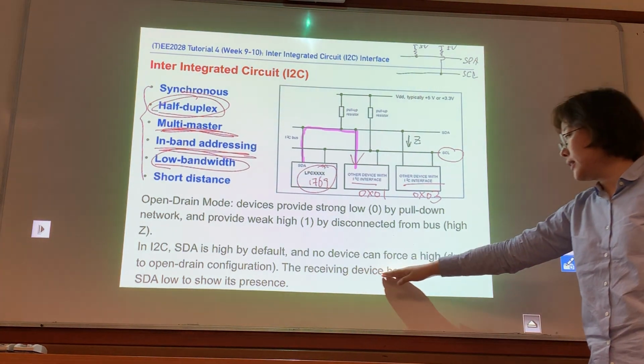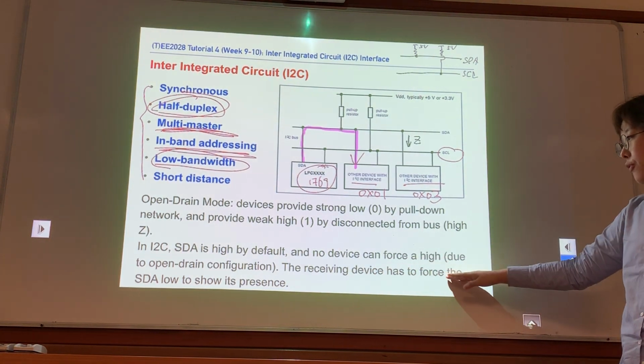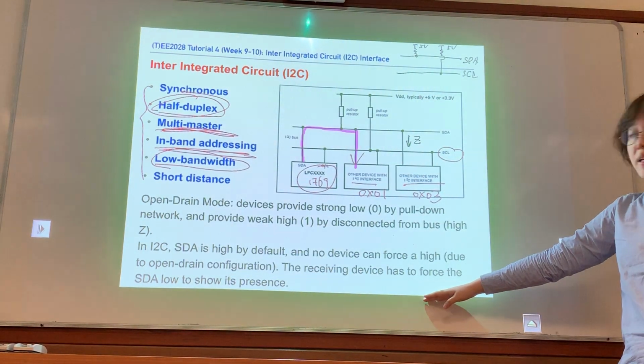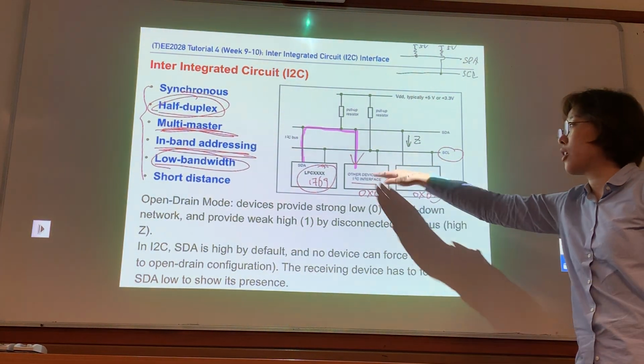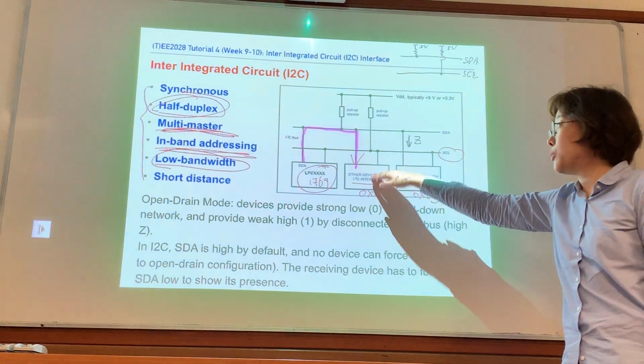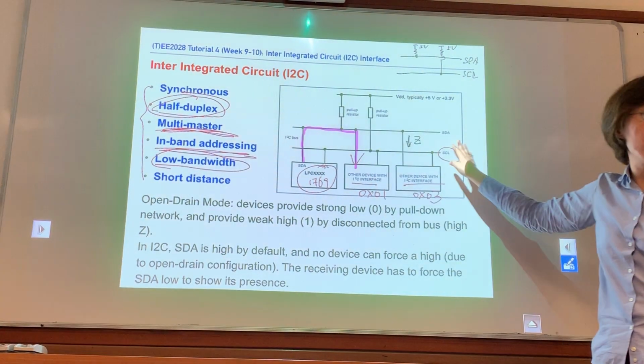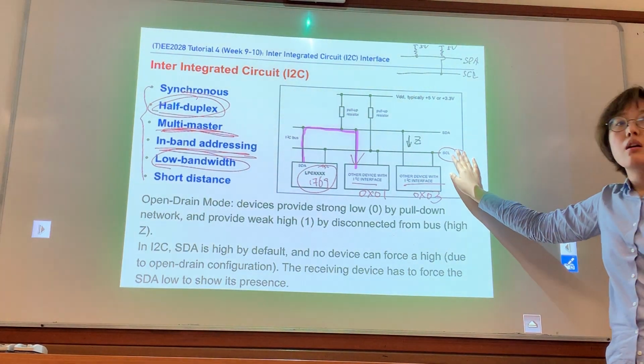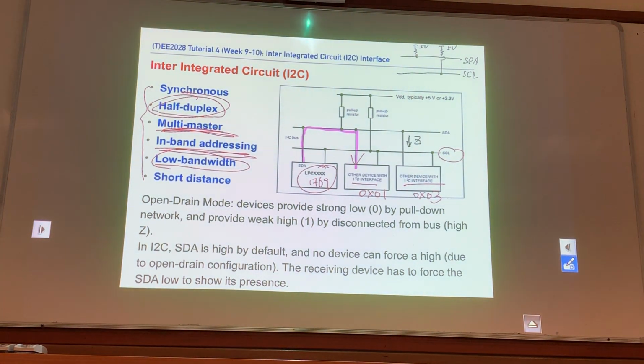And the receiving device has to force the SDA low to show its presence. It means if this guy wants to inform the other that he's here, he needs to purposely pull down the channel. Get it? So that's how I2C works.